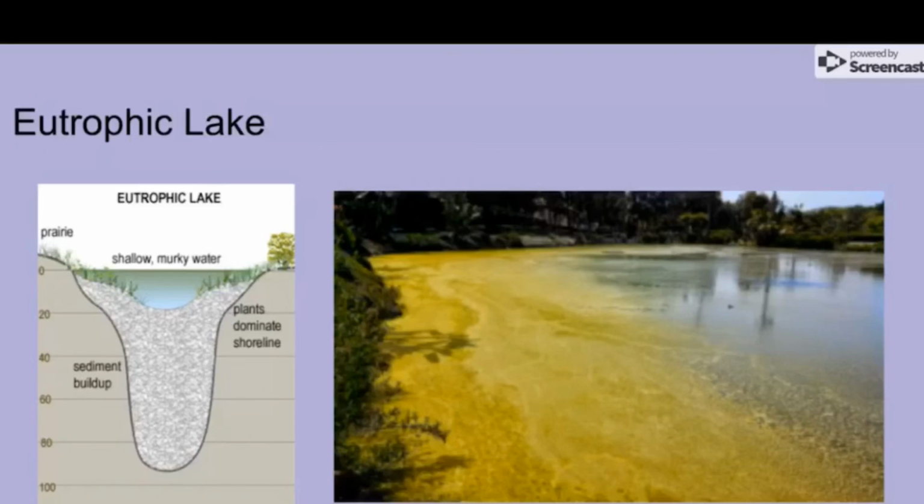So this shows the pictures of mesotrophic lakes. It shows the depth in feet and what a eutrophic lake would look like, and then it shows a picture of a real example of one.